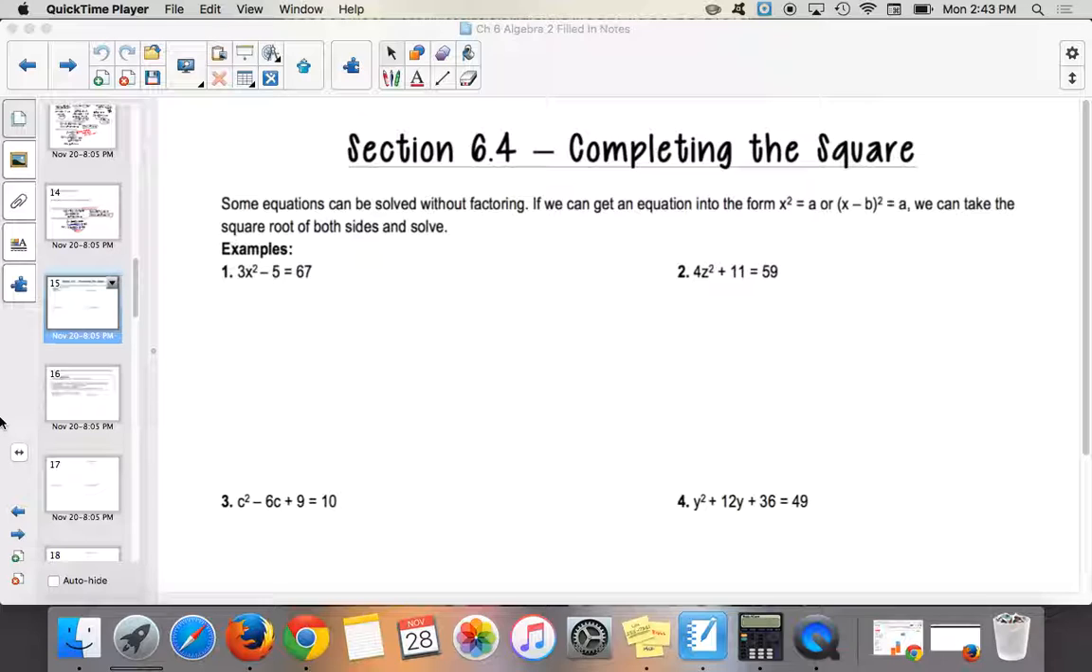So if you can get it into the form like x squared equals a number, or x minus a number squared equals another number, then you can just take the square root of both sides and solve. Okay, so that's what I sometimes call the square roots method. So if you want to write that down, square roots method.